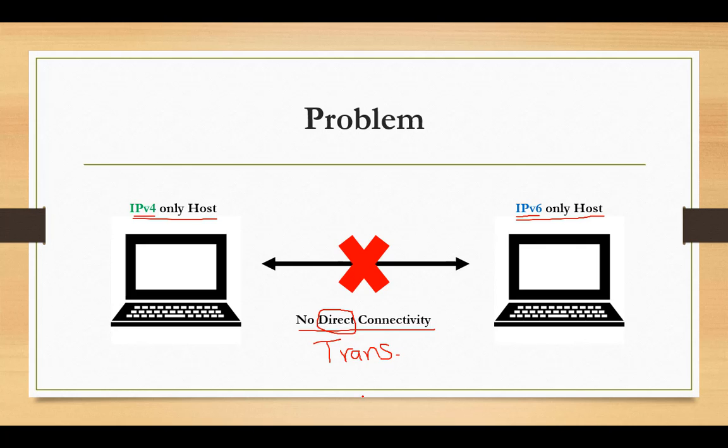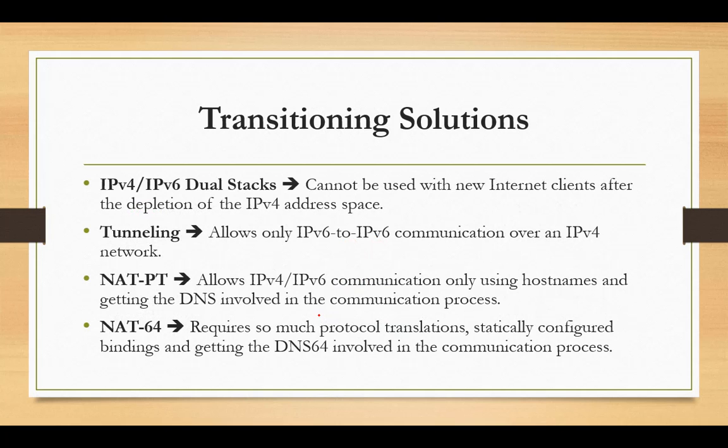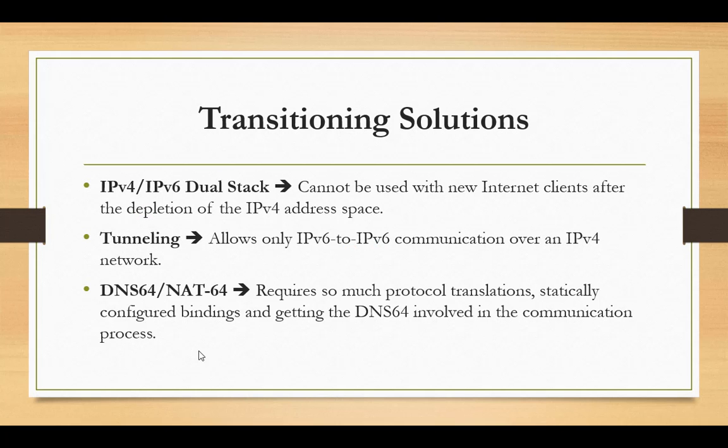Yes, you can allow IPv6 only hosts to communicate to IPv4 only hosts using some transitioning techniques that will be explained later in this presentation, but it requires so many translations, and some of them require the involvement of the DNS64, as we will explain in this slide. Let's discuss the recent transitioning solutions.